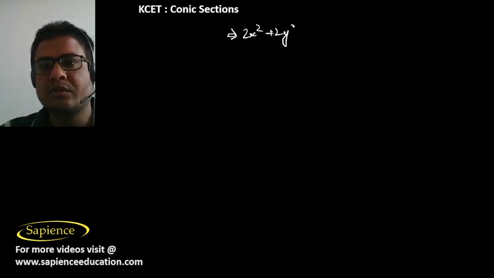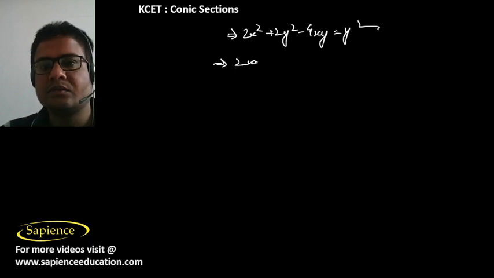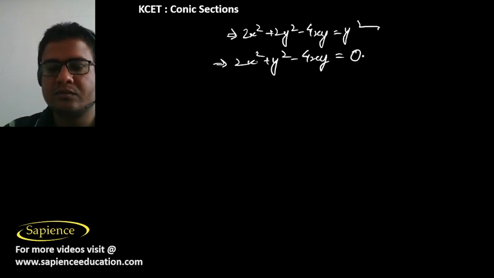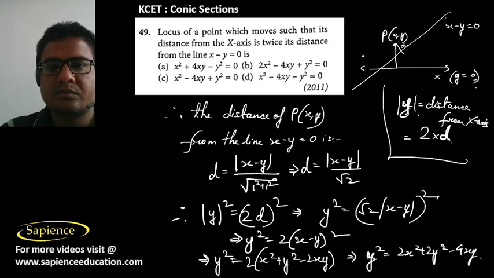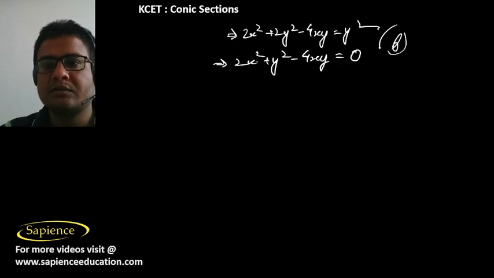So if we simplify it, then we will have 2x square plus 2y square minus 4xy, that is equal to y square. Therefore this will be 2x square plus y square minus 4xy, that is equal to 0. So option B is the correct answer.